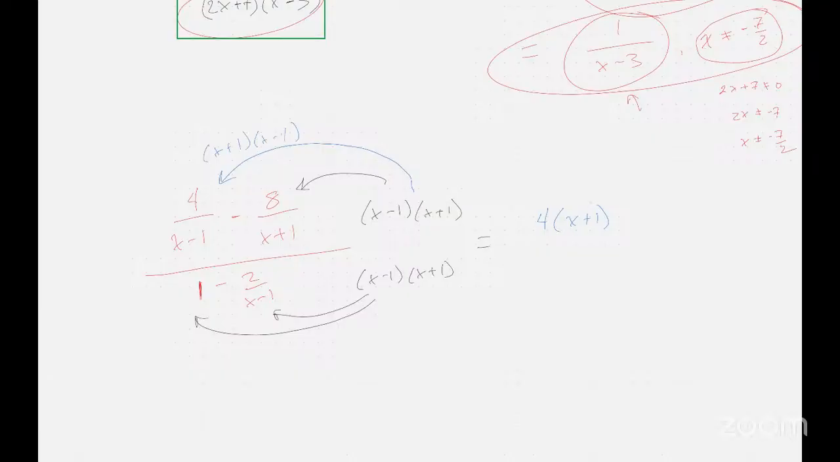Wait, so you multiply the x minus 1 and the x plus 1 times the 4 and the 8? Let me show it to you another way. You're not seeing it. I'm basically going to take this whole thing. Was that you or me that just messed up?